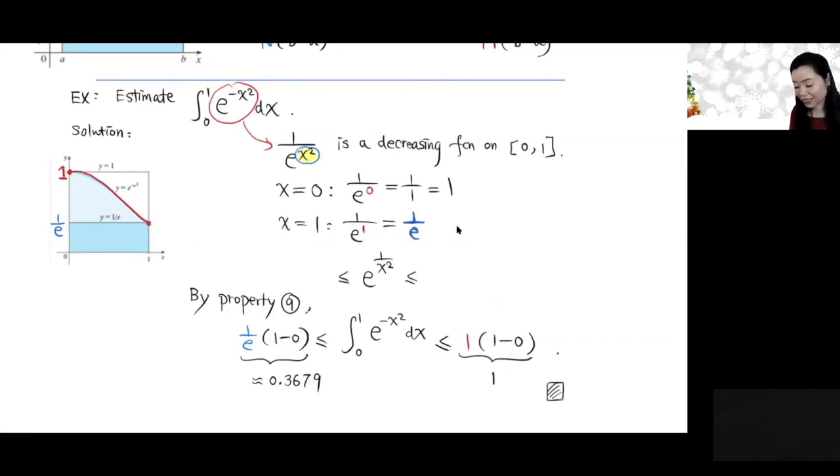So this integral over here is going to be greater or equal to this lower bound, which is 1 over e, times the length of the interval, which is 1 minus 0, and less than or equal to the upper bound, which is 1, times the length of the interval, which is 1 minus 0. So this integral is between this one and this one. That will be an estimate for this integral.